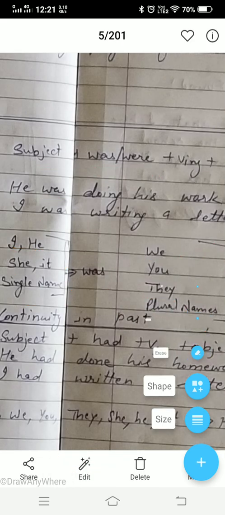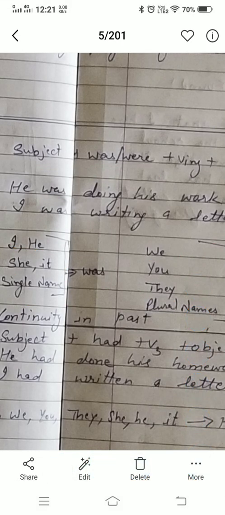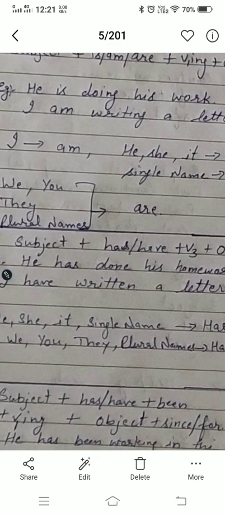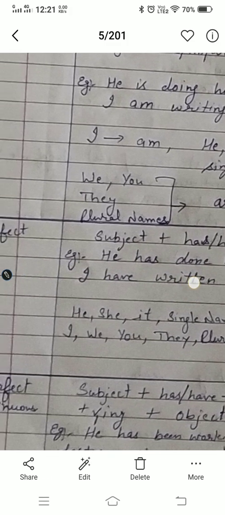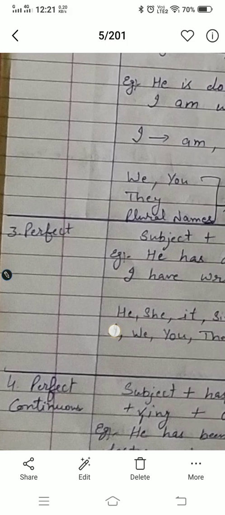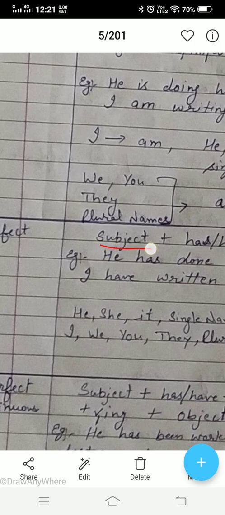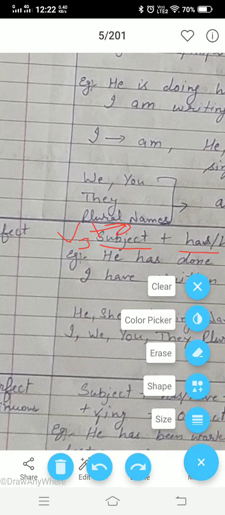Then we have next present perfect tense. Present perfect tense. In present perfect tense we have subject, has, have plus third form plus object. So example, here we have example.